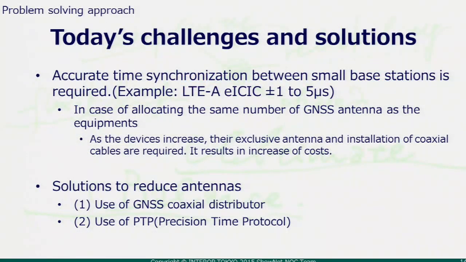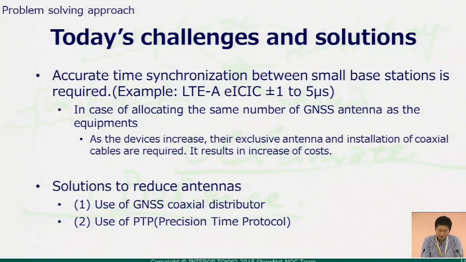So the most problem is in case of allocating the same number of GNSS antenna as the equipment. As the devices increase, the exclusive antenna and installation of coaxial cable are required. It results in increase of costs. And here we offer two solutions to obtain highly accurate time synchronization.